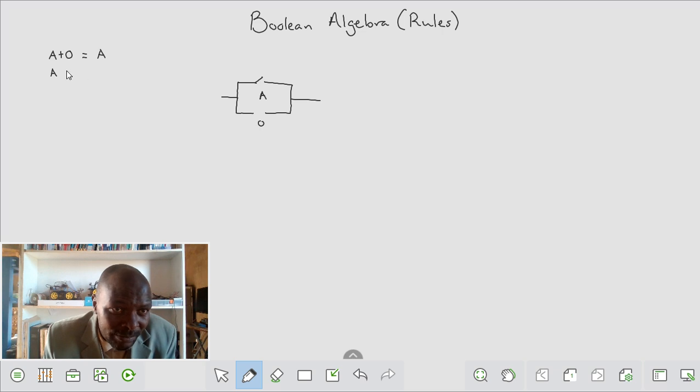Now, as an alternative to the open circuit, let's have a short circuit. Let's have A OR 1. In this case, 1 is a permanently closed line. It's no longer 0, which was an open. It's still a parallel set, so it does not matter what the state of A is. Whether A is open or closed, this line is closed anyway.